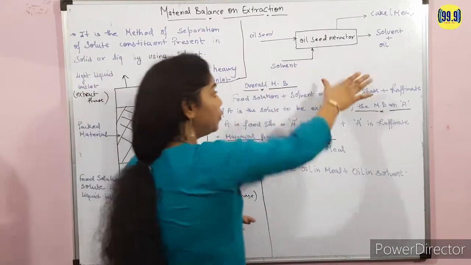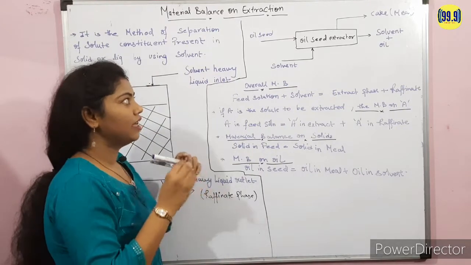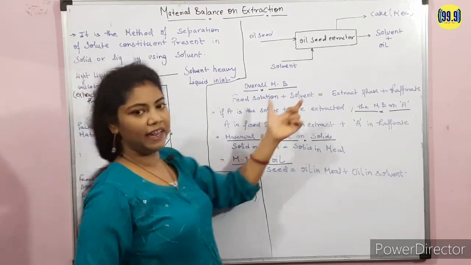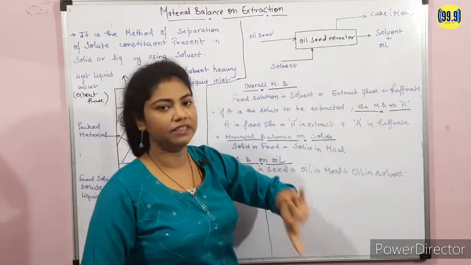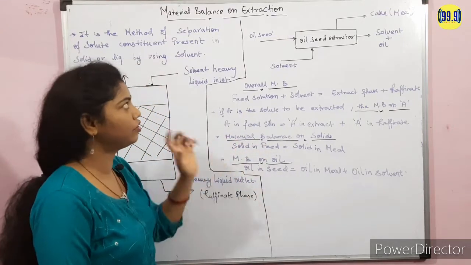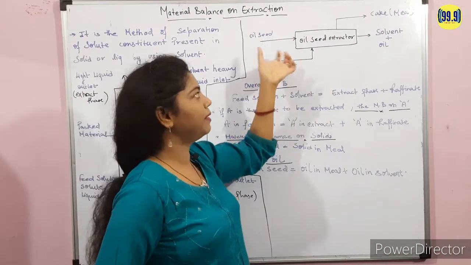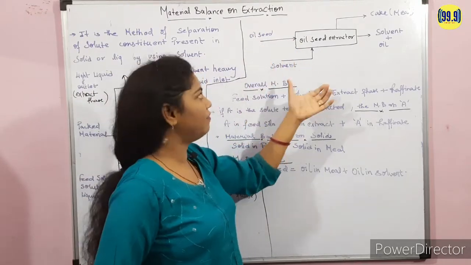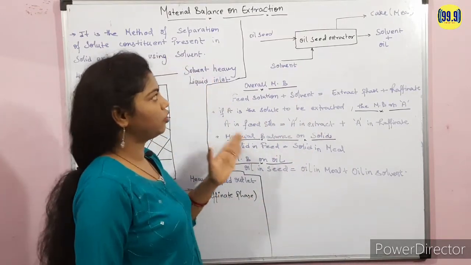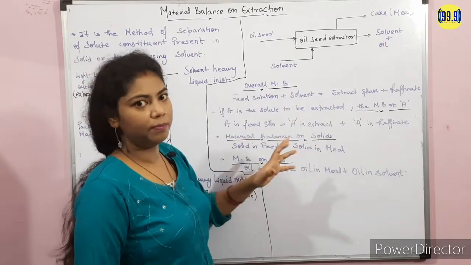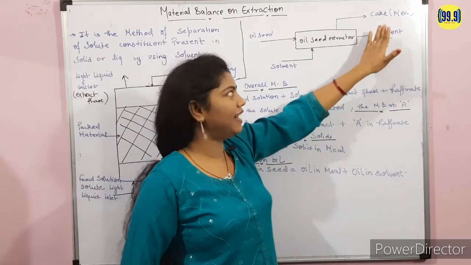So if we do the material balance on this process, what will the material balance be, and on what will we apply it? First of all, we apply the material balance on the whole oil seed extractor. Then we apply a material balance on any constituent. Suppose we have a constituent or a solute present in the oil seed; we have to do a material balance on it. The next material balance should be on the solid, that is the cake, or you can say the meal.